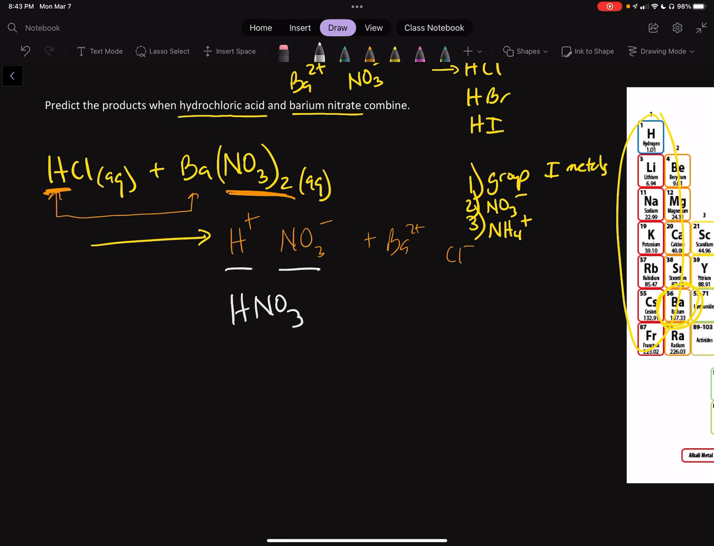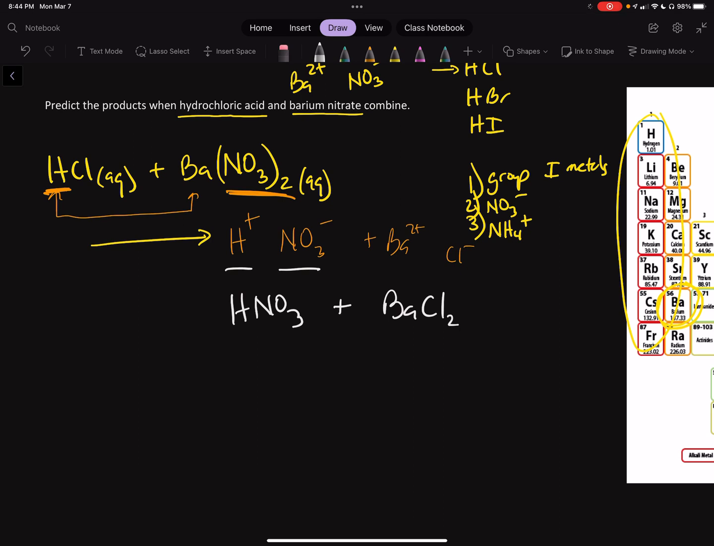And then with the barium and the chloride, since barium is 2 plus and chloride is 1 minus, we're going to need 2 chloride to make a neutral compound. So the compound over here is going to be barium chloride, where we've got a subscript 2. So those are the 2 products.